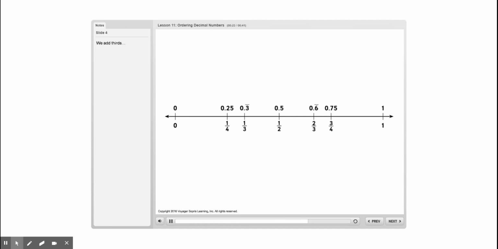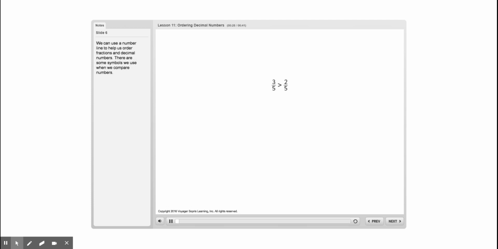We add thirds and the numbers 1/10 and 9/10. We can use a number line to help us order fractions and decimal numbers. There are some symbols we use when we compare numbers.